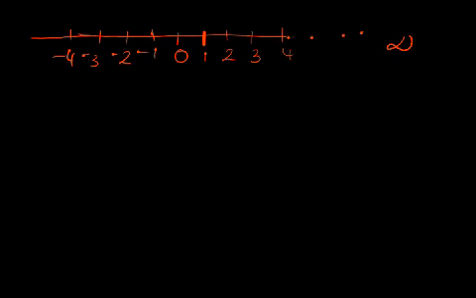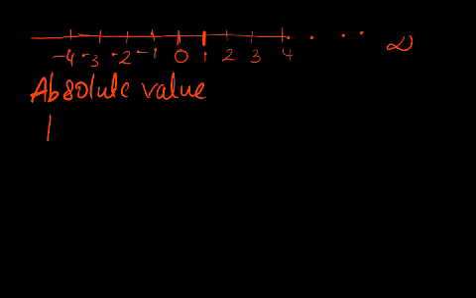So what is the absolute value of a number? The absolute value of a number is the distance between 0 and that particular number. For example, the absolute value symbol is this. We can read this as absolute value of 4. So it is the distance between 0 and that number.